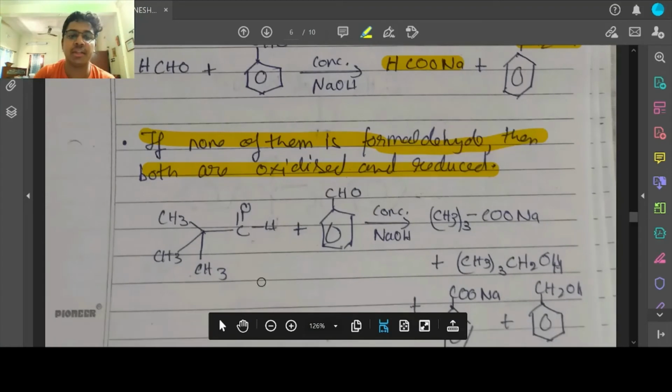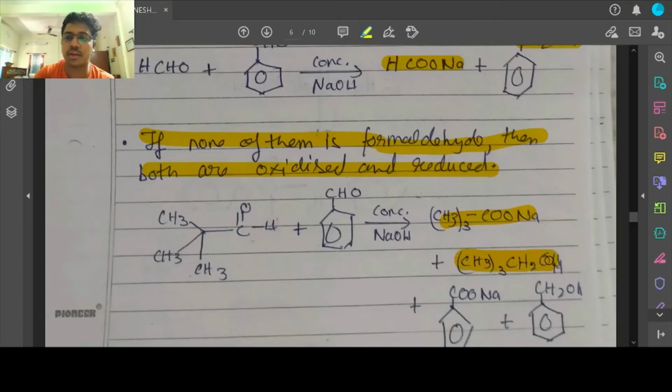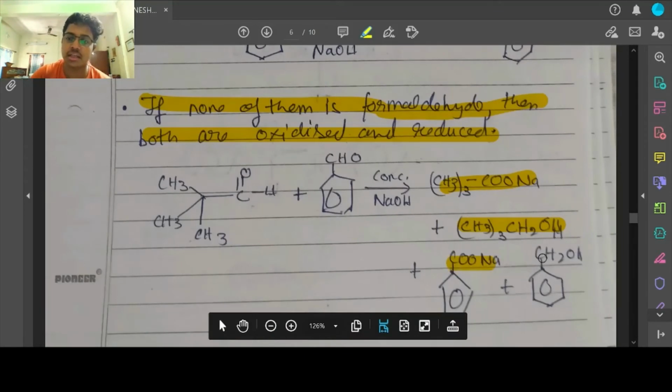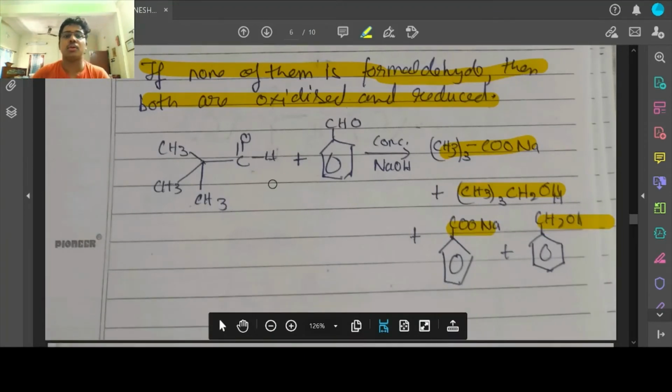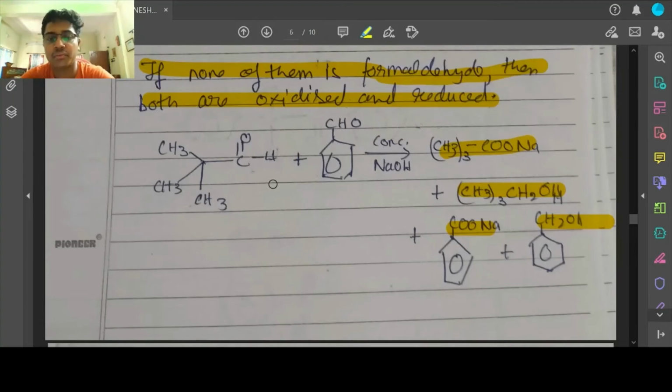So what will happen? This compound will undergo oxidation, and this is the reduced product RCH2OH and RCOONa, say with (CH3)3. So RCOONa and RCH2OH, and this compound will separately undergo oxidation and reduction. So if none of them is formaldehyde, each of the compounds will undergo oxidation and reduction simultaneously.